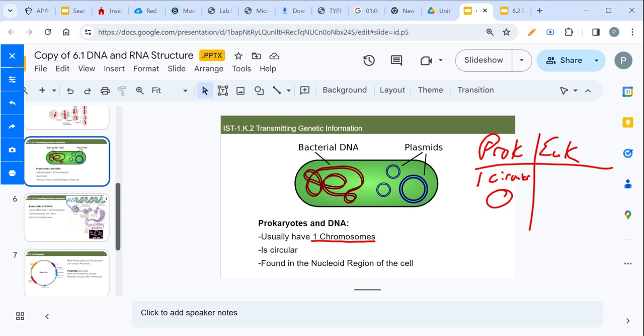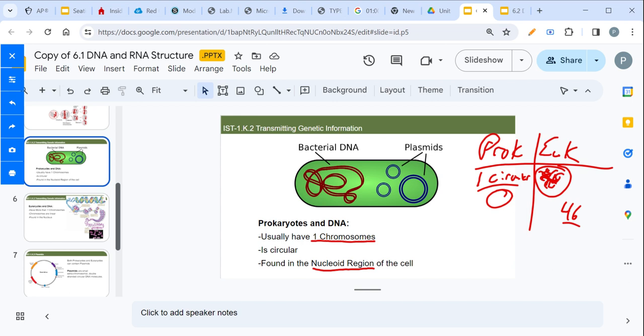While in the case of a eukaryote, we have chromosomes made of chromatin-like material, and it's located within the nucleus. It depends on the organism. Humans have 46 chromosomes. These guys only have one. That's a huge difference. And also, because they don't have a nucleus, they have a nucleoid region, which basically just means this is where the genetic information is.